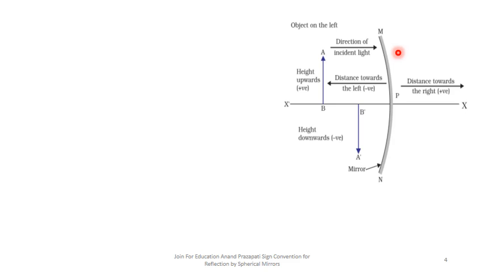The object is always placed to the left of the mirror. This implies that the light from the object falls on the mirror from the left hand side. So the object is always placed to the left of the mirror. All distances parallel to the principal axis are measured from the pole of the mirror, that is, from P.